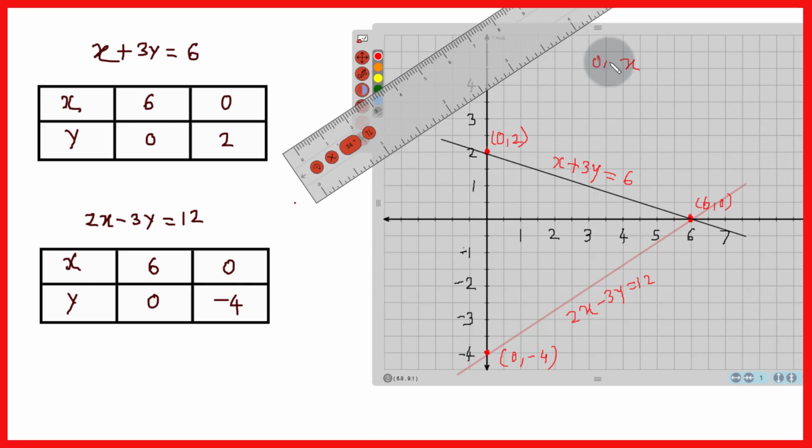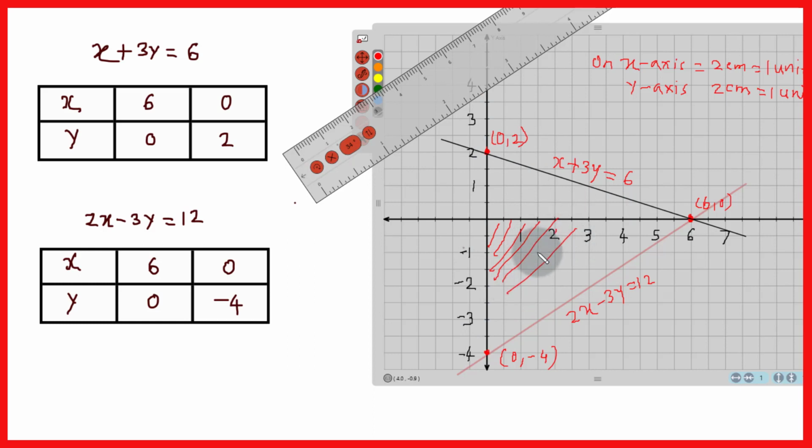So on x-axis, what we will write? 2 centimeter, that is equal to 1 unit. And here on y-axis also we have taken the same, that is 2 centimeter, that is equal to 1 unit. Now what is said? We have to find the area of the triangle bounded by this line 2x minus 3y is equal to 12, and the x-axis and y-axis. So that area will be this much.